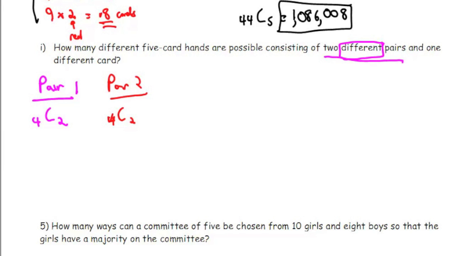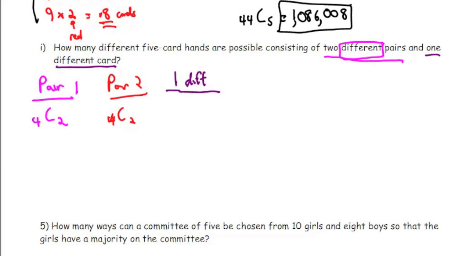Pair 2 now is going to be the exact same thing, except with a different number. So this is the idea of maybe you have a pair of 2s and a pair of 3s, a pair of kings and a pair of aces, something like that. You have 2 pairs, okay?